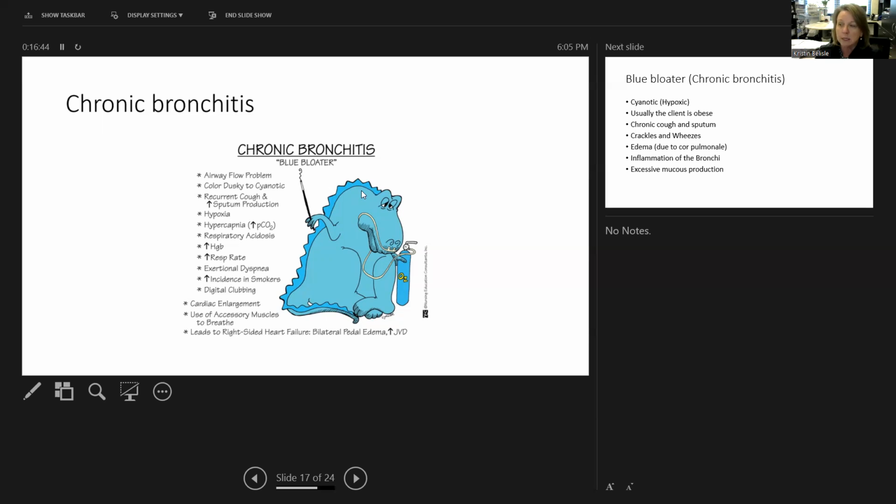This is where we see the right-sided failure. And we're going to see edema and increased JVD, which is jugular venous distension. And that's because we are fluid overloaded due to right-sided heart failure, or cor pulmonale. They're going to have that cardiac enlargement. That's the right-sided heart failure.